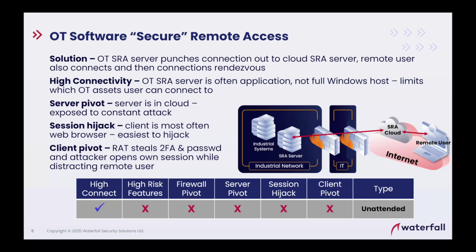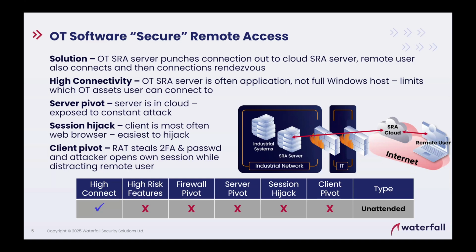There's some kind of server on the OT network that connects out through multiple layers of firewalls into a cloud service. The remote user, me with my laptop, connect into the cloud service, and we rendezvous. We connect somehow. So how secure are these? Well, again, in terms of high connectivity, that problem does not exist here.